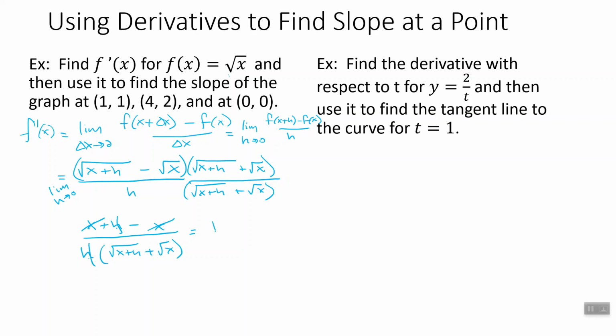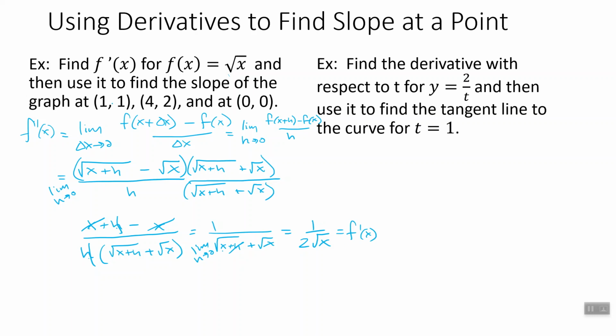So we're left with 1 over all this stuff, square root of x plus h plus the square root of x. And then we want to take the limit as h goes to 0. So this is 0. We get square root of x plus square root of x. So we get 1 over 2 square root of x. All right, so there is our derivative. That is f prime of x.